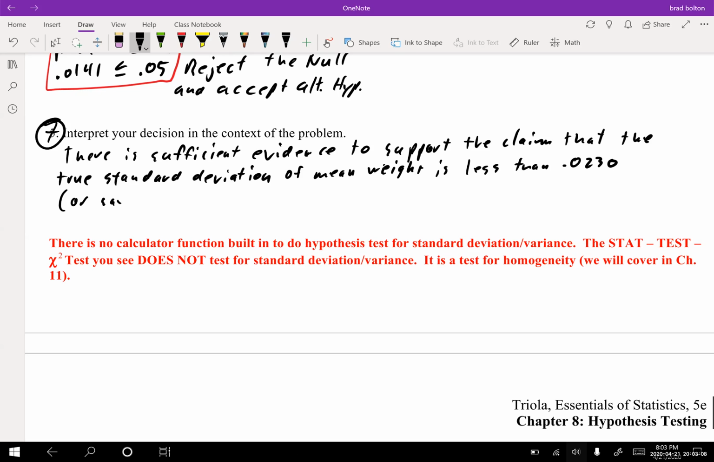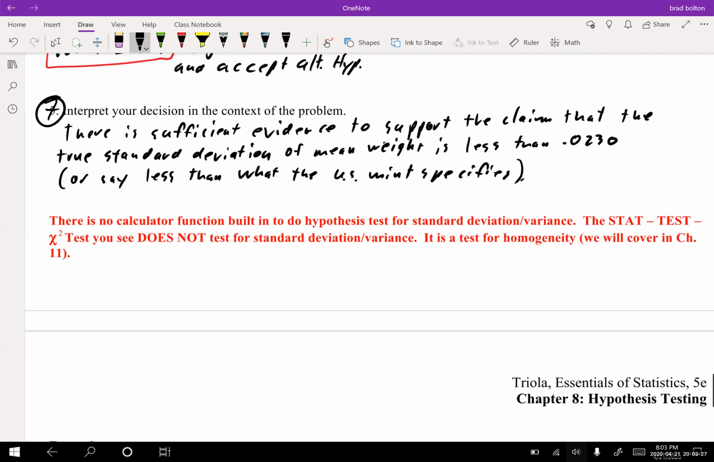Or you could say less than what you specify. But what do they specify? That it's 0.0230, okay? So this is how you can do pretty much everything in chapter 8 now.